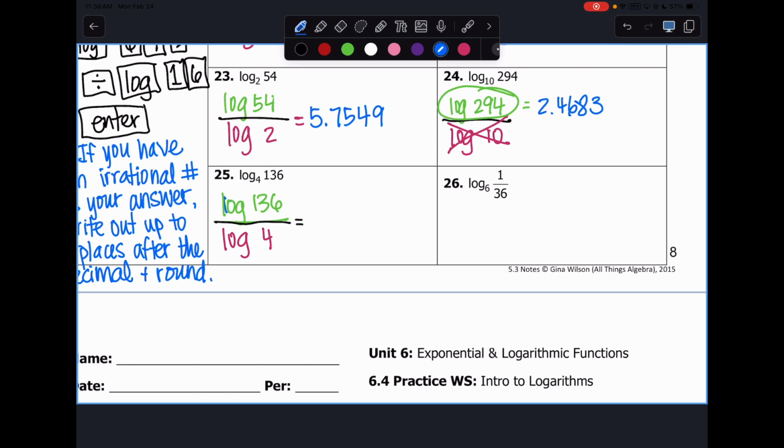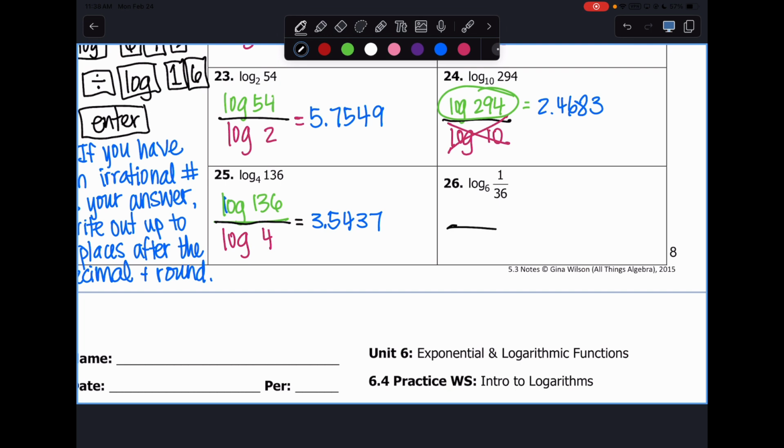Let's do log of 136. Close it. Divided by log of 4. And you get 3.54373. So since to the right of 7 is 3, it's less than 5, you leave it as 7 for the fourth place after the decimal, okay? All right.